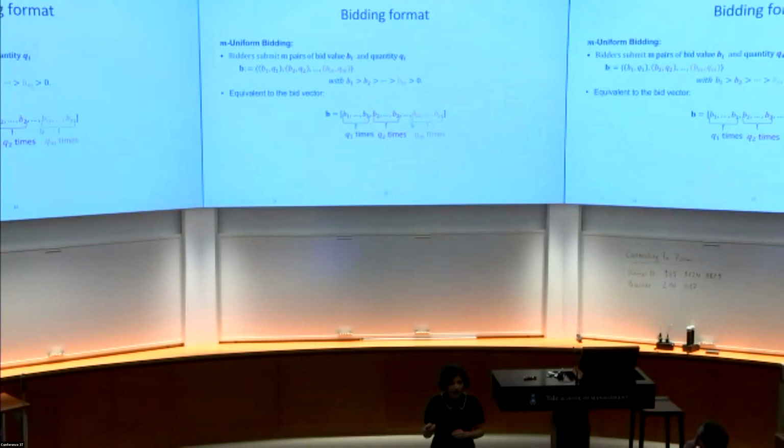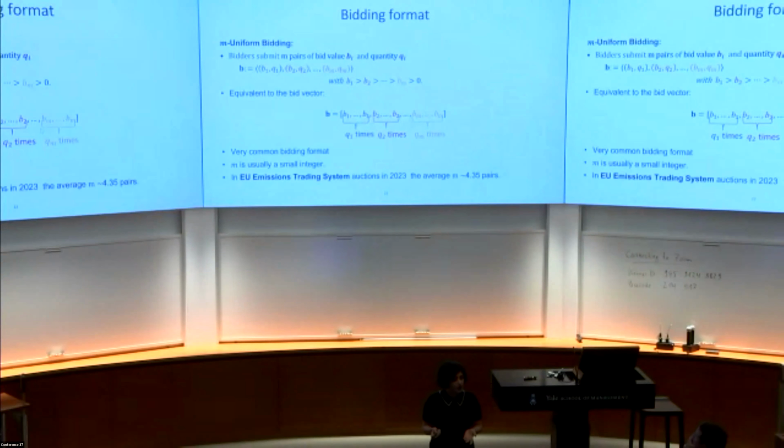Why am I considering this? Because it's very common in practice. In a carbon market setting, for example, the number of units being auctioned off and that buyers are interested in is on the order of millions. So we don't expect buyers to submit a vector of size a million. That's why this type of bidding format is quite common. For example, in the European emission trading system, M is small.